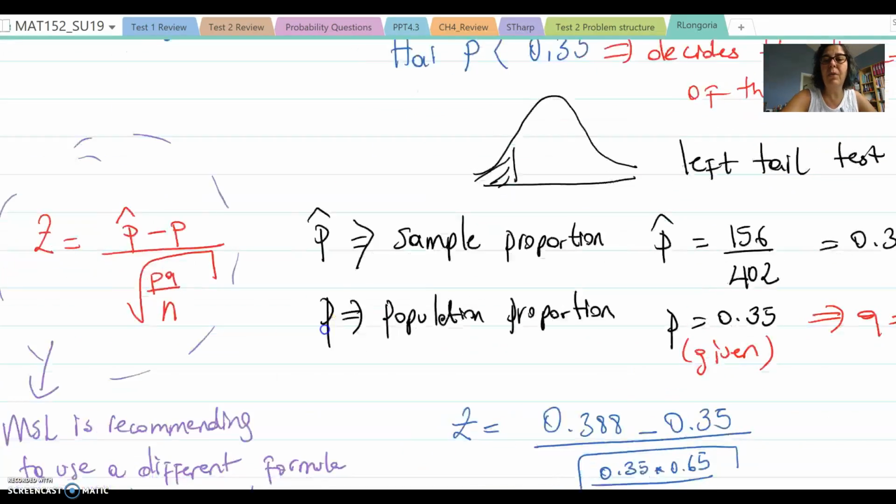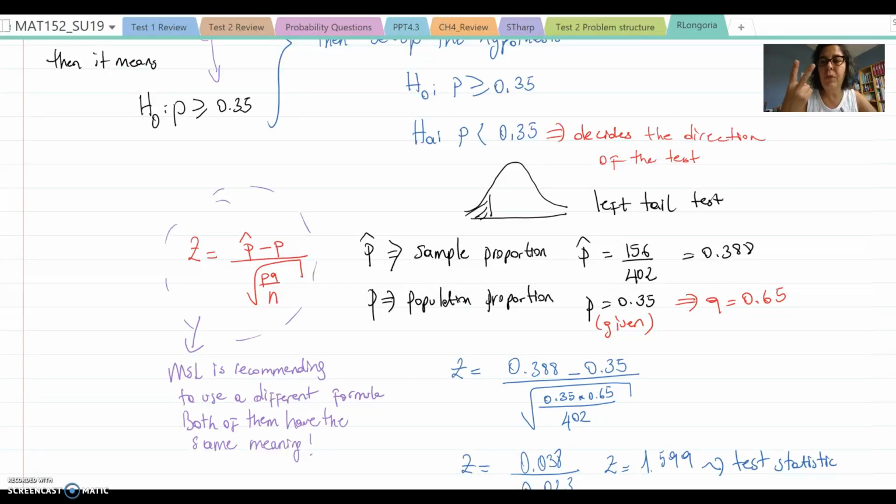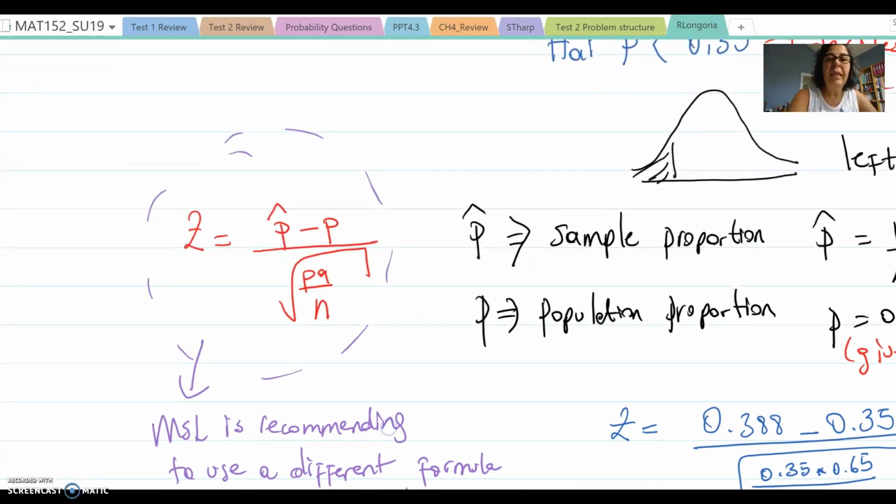All right, so now we're going to apply the formulas. So two things we need to do. We're going to look at the test statistic, which is Z, and we'll also look at the critical value, and we're going to compare the critical value and test statistic and decide to either reject or fail to reject H null. So this is the formula for hypothesis testing for proportion, but MSL is offering something different. They're the same. It's going to yield the same result. It doesn't matter. So I'm going to go with the ones that we're familiar with, that we see in PowerPoint.